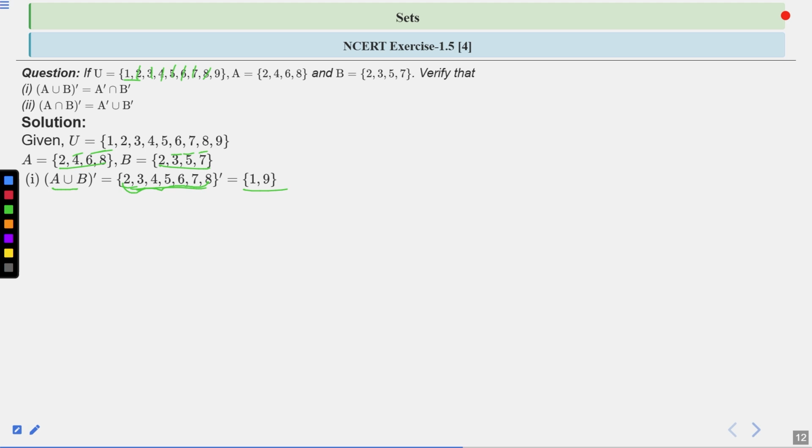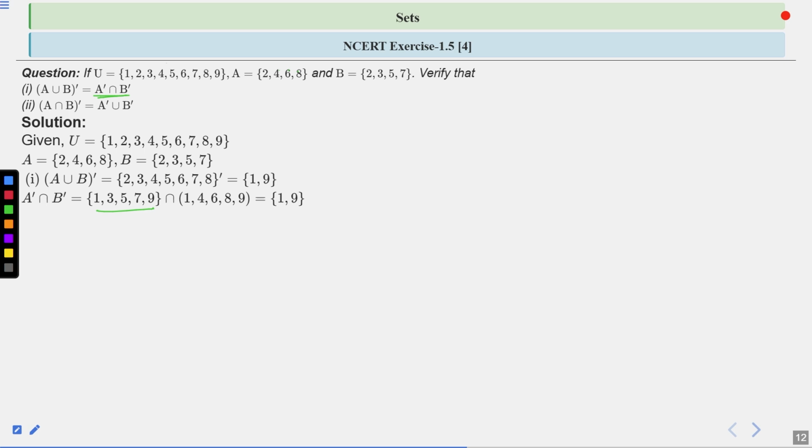Clear? Now find out this right hand side, A complement intersection B complement. So first of all, A complement is very simple. Eliminate all the elements which belong to A. So eliminate 2, 4, 6, 8. So the leftover set will be your A complement: 1, 3, 5, 7, 9.